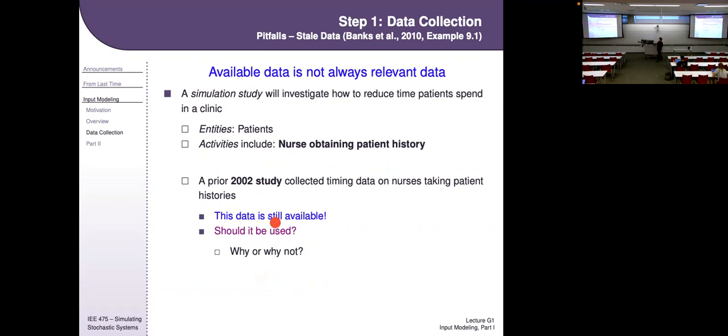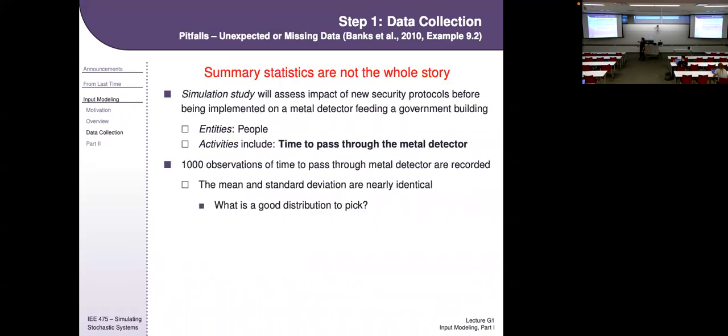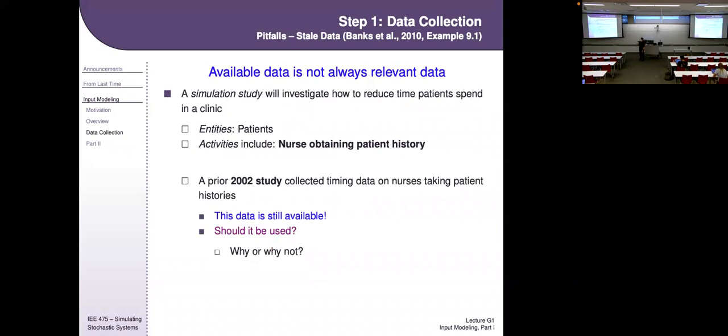Think about this like lab 6, part 1. The system is identical: the flow, the logic, what you draw in ARENA, the decision tree, those things are identical between 2002 and 2022. But what changed is the timing, the input models, how long it takes for an individual nurse to take an individual history. So that's an example where we probably cannot use these data.